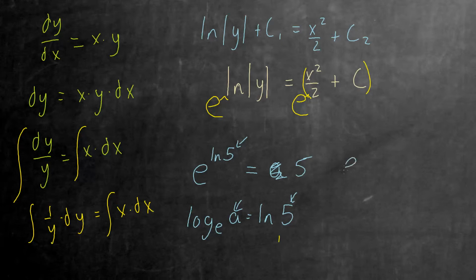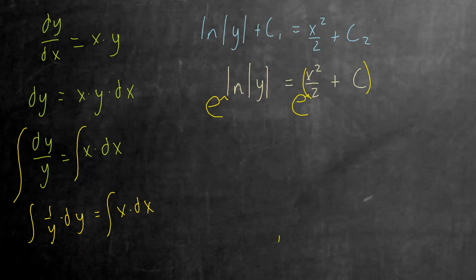If I have e to the natural log of junk again, it's obviously just going to be the junk gets to come down. That's the convenient thing about this next step up here. So if I have e to the natural log of the absolute value of y, and if you need more of that Algebra 2, I can definitely show you that. So what I'm saying is e to the natural log of y is just y.